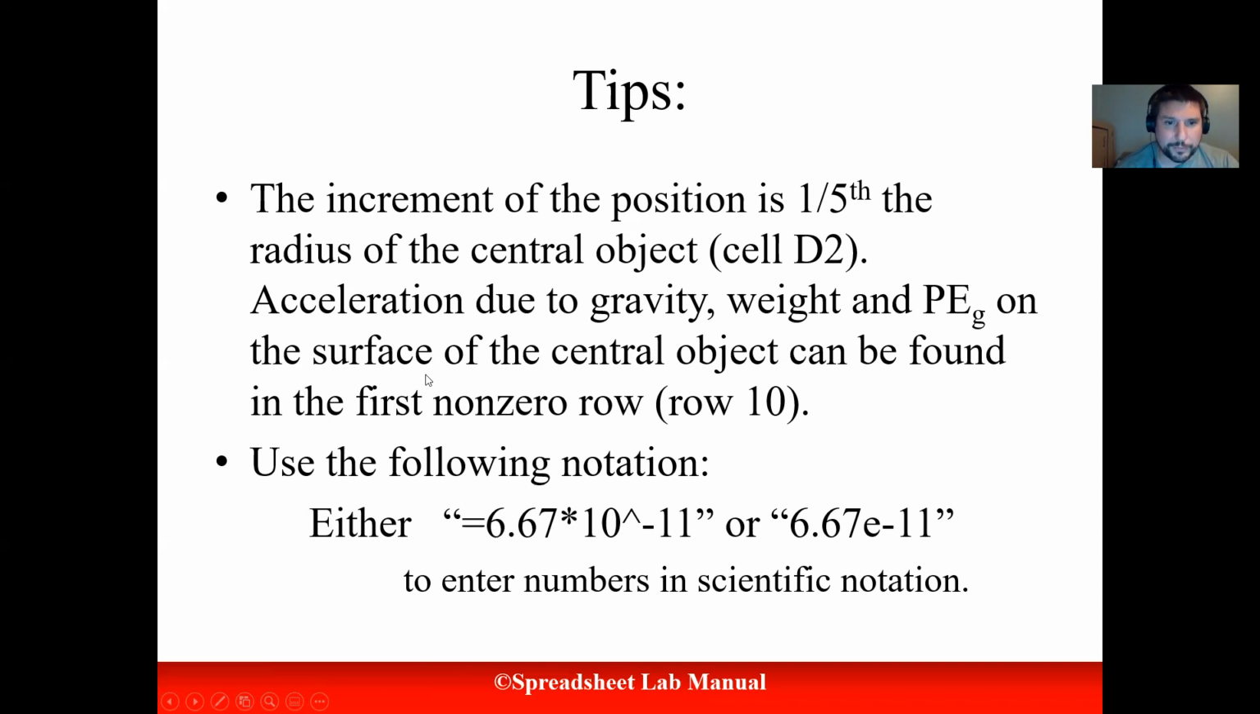But acceleration due to gravity, weight, and gravitational potential energy on the surface of the central object can be found in the first non-zero row, which is row 10.